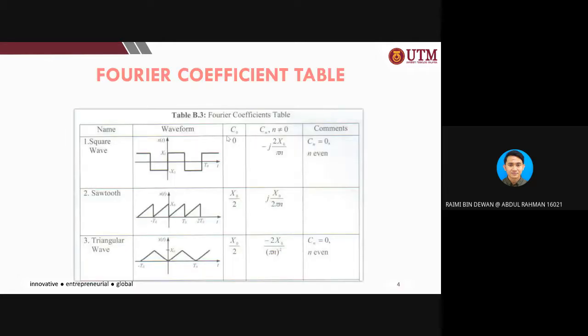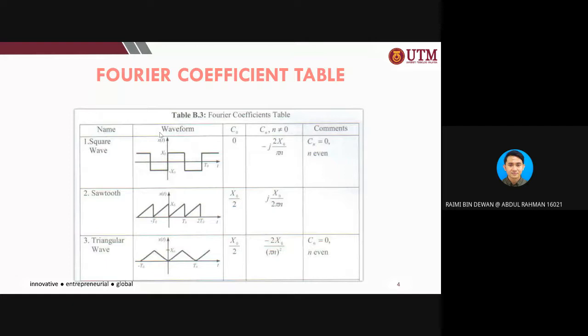Okay, the table. You are given a table. You can see the characteristics of the table. First is the name, then the type of the wave. You can have square wave, sawtooth, triangular, and others. I think this table is not full, you will see later on.